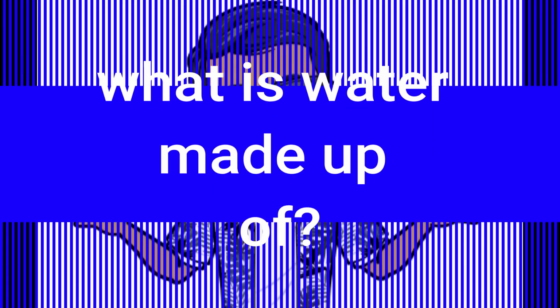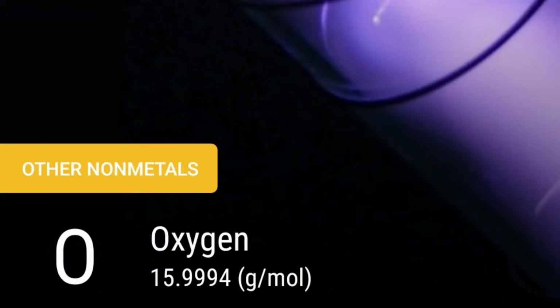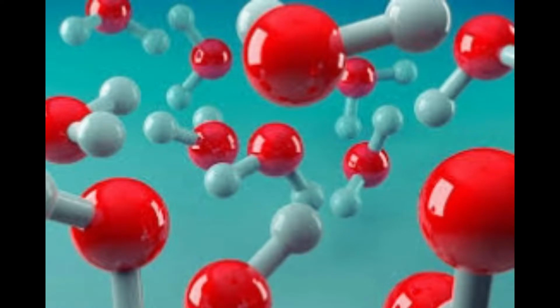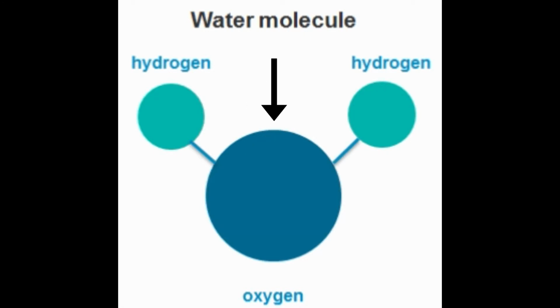Now, what is water made up of? So, everything is made up of atoms. An atom is the smallest particle of an element like oxygen or hydrogen. Atoms join together to form molecules. The water molecule is composed of 2 hydrogen atoms, each linked by a single chemical bond to an oxygen atom.